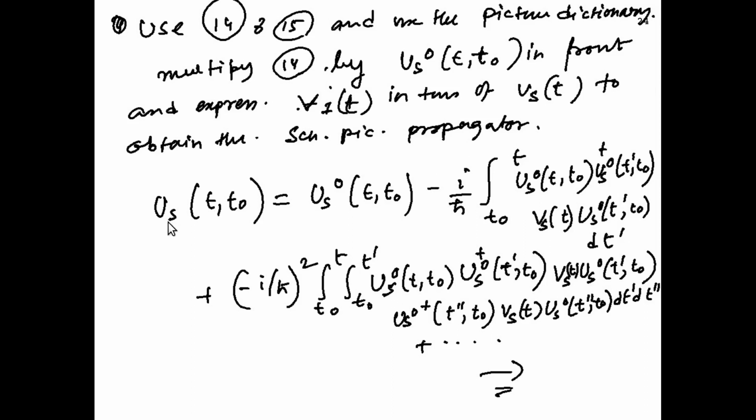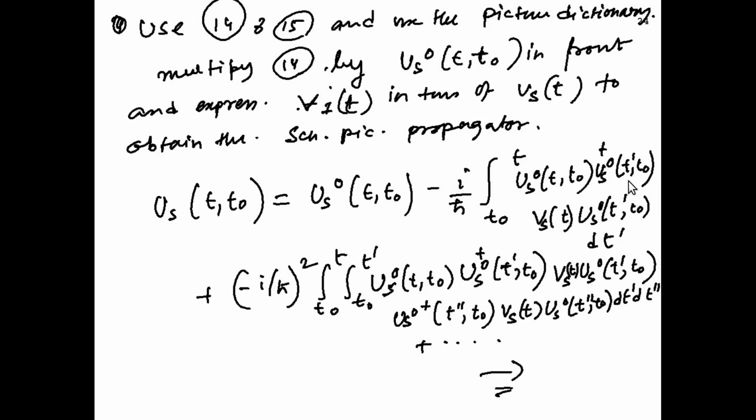So you will get U_S(t, t0) is U_S0(t, t0), which is the 0th order term, and this is nothing but the Schrodinger propagator with the H0 part of the Hamiltonian. Now using this we write this in a series form where everything is a simple Schrodinger picture expression. The first term is U_S0(t, t0), and then there is a V_S(t') and U_S0(t', t0).